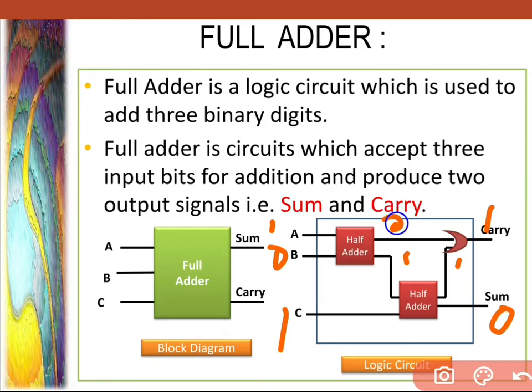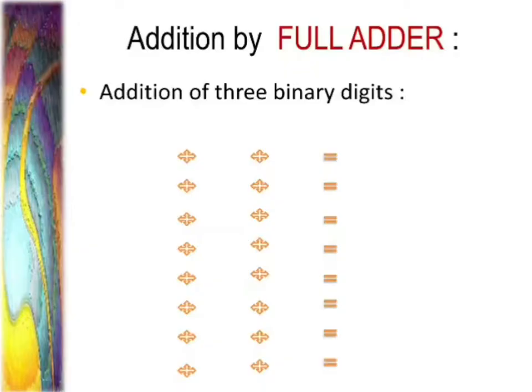See, in this way we are using the funda, and we have applied two half adders for a full adder. We are using two half adders for deriving the full adder. In this way we are going to derive our full adder, which adds three binary digits.